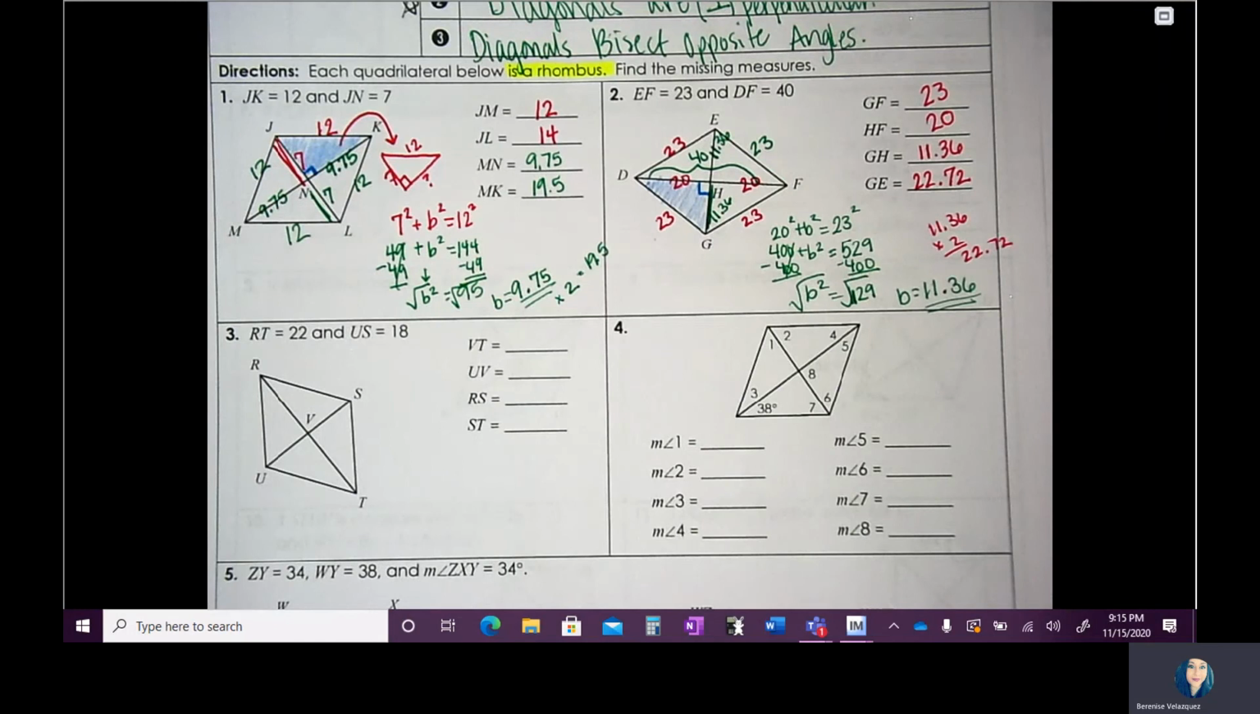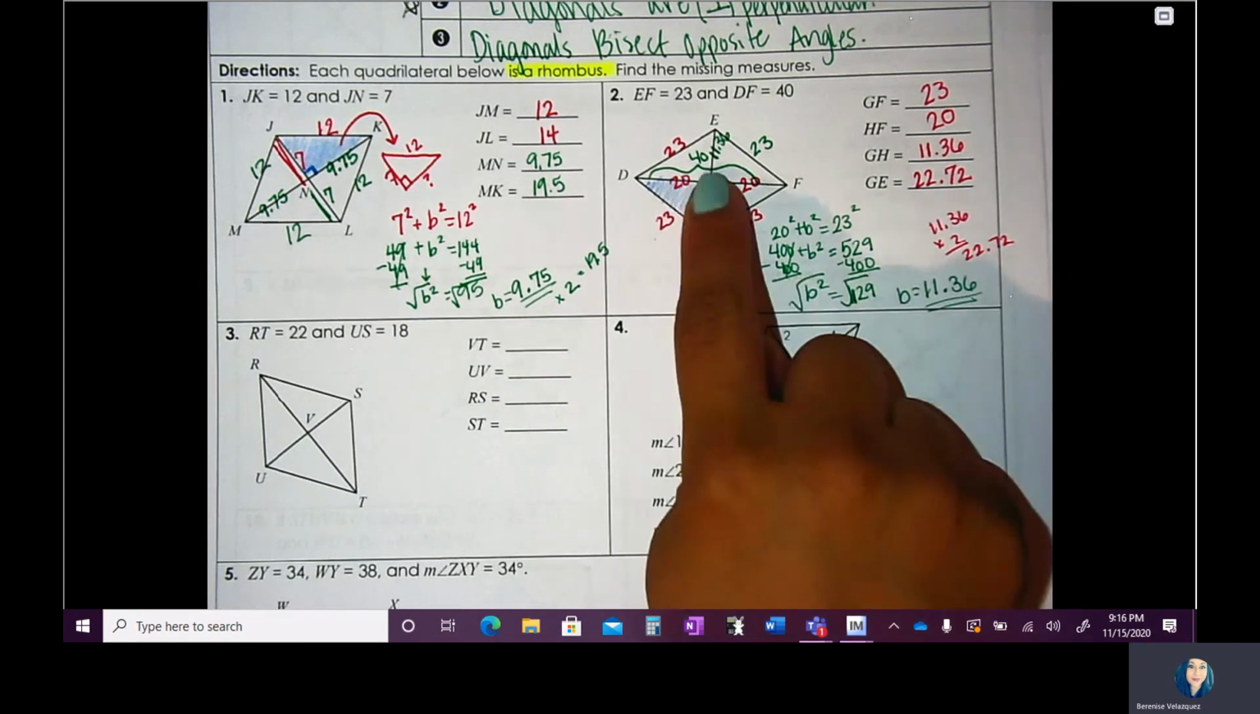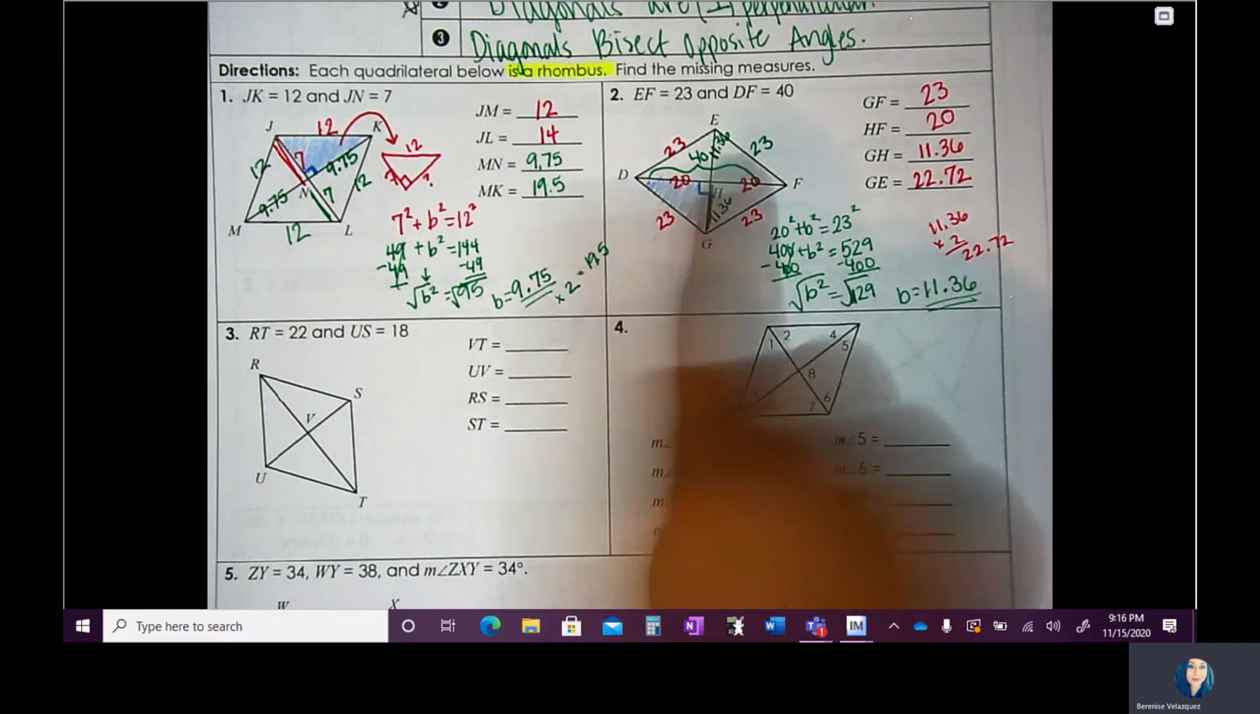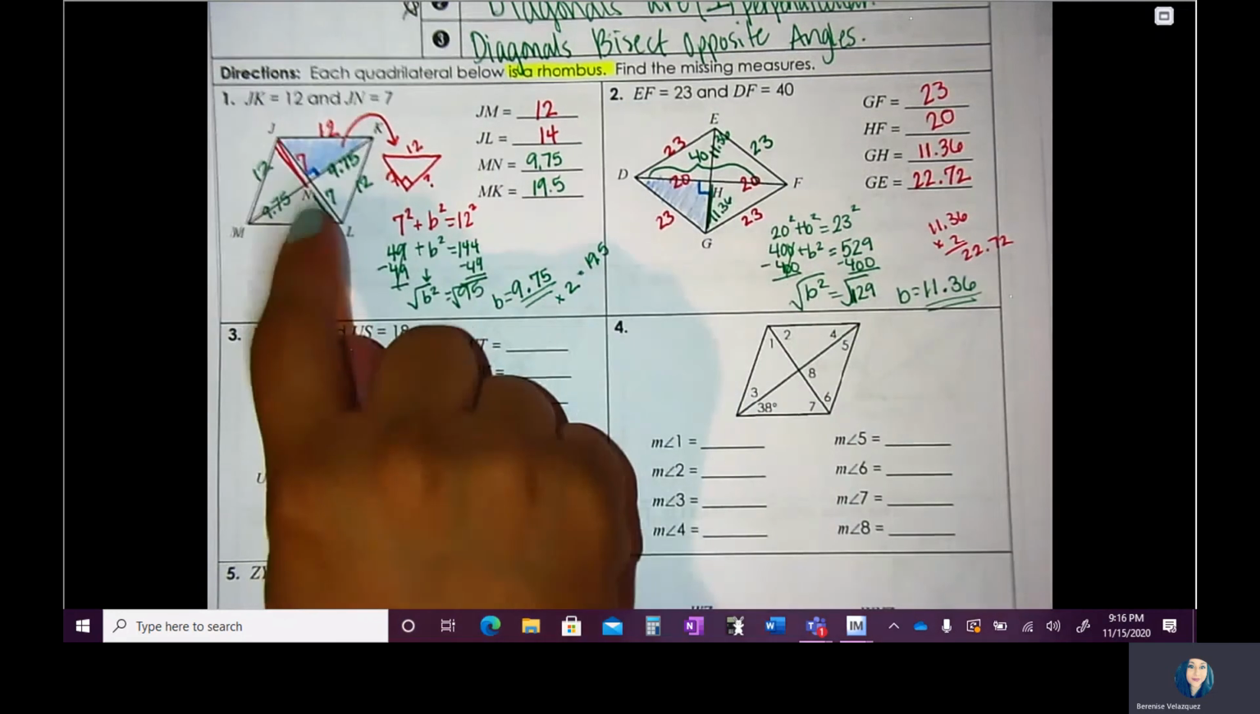So this was basically just to go through the steps that we just did. What we did is we took the number that they gave us from the outside. We put it on all of the sides on the outside because a rhombus has congruent sides. After we did that, we took the number they gave us in the middle, if they did give us one, like 40, and we halved it. Or if they gave us like 7, we doubled it. We put it in both.